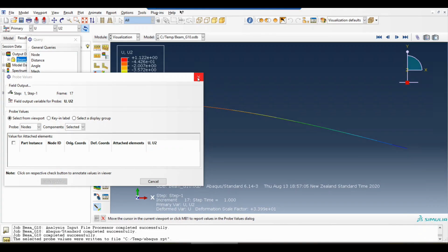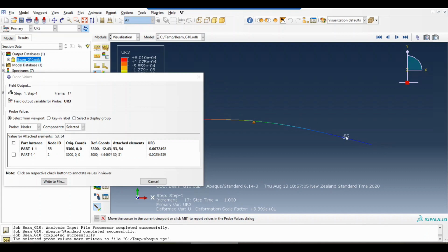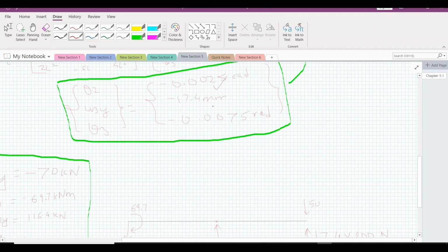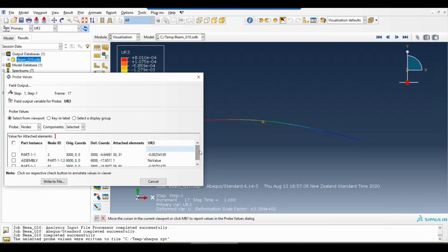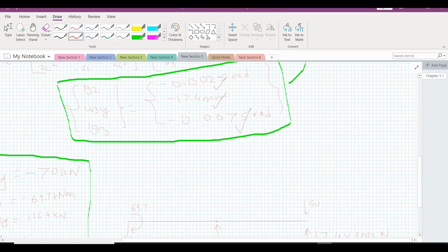Let's look at our rotations. For that we have to go to UR3 and you can click on this point and this point here. Sorry, it's close to it. This point. We have our rotational values as 0.00254 radians. This is correct. And let's look at our third, which is around 0.0075. Let's look at our solution, that is also 0.0075.